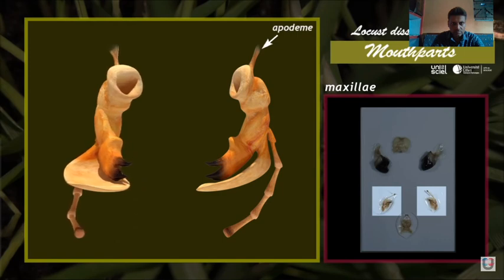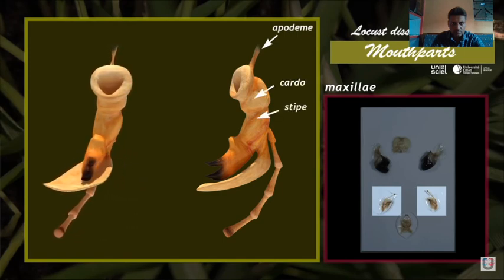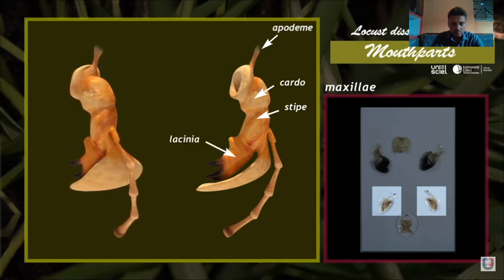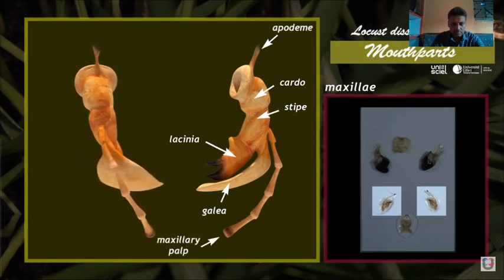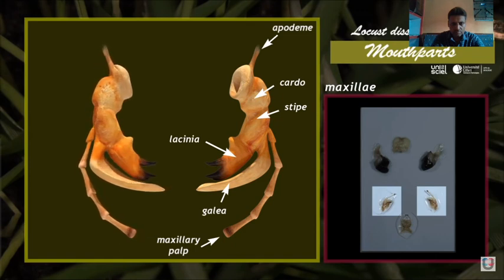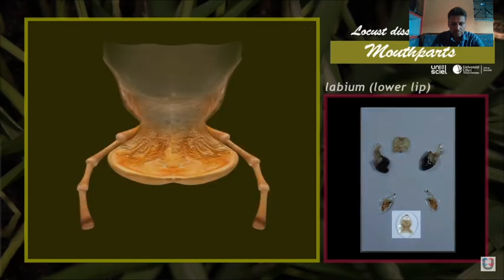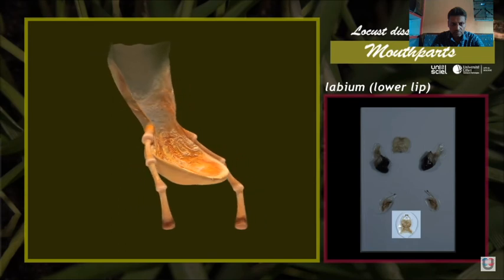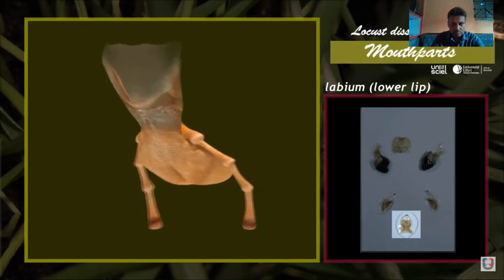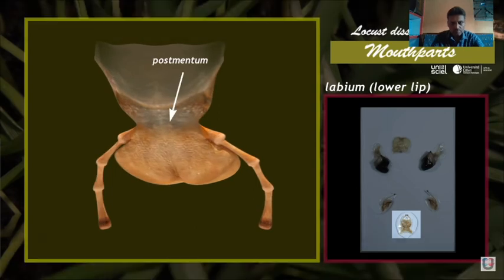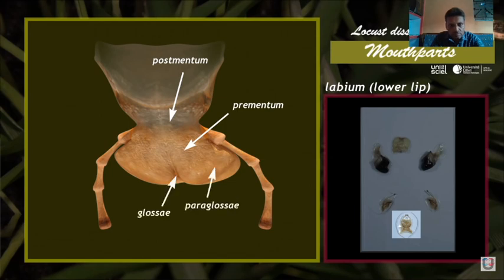In the basal part of the maxillae are the cardo and the stipes. On the stipes are articulated the lacinia, the galea, and the maxillary palpi, which are touch and sensory organs made up of 5 segments. The labium is an odd piece. Its basal part consists of the postmentum. The distal part, the prementum, bears the glossa, paraglossa, and 2 three-segmented palpi.